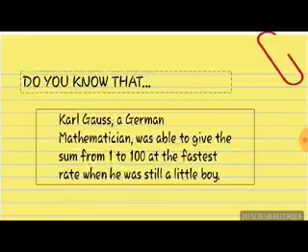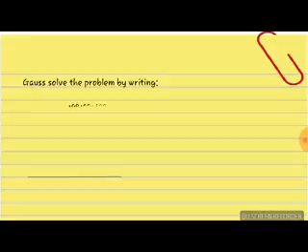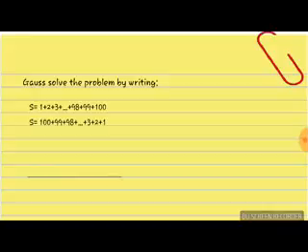Do you know that Carl Gauss is a German mathematician who was able to find the sum from 1 to 100 at the fastest rate when he was a little boy? This is how Gauss solved the problem. He wrote 1 plus 2 plus 3 until 98 plus 99 plus 100. And he also wrote the reverse of the first equation, which is S equals 100 plus 99 plus 98 until 3 plus 2 plus 1.